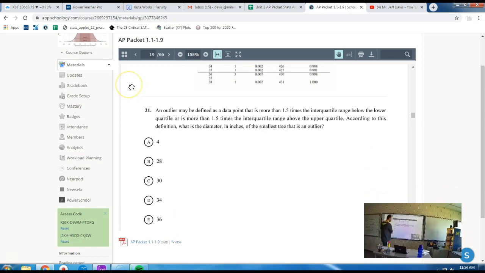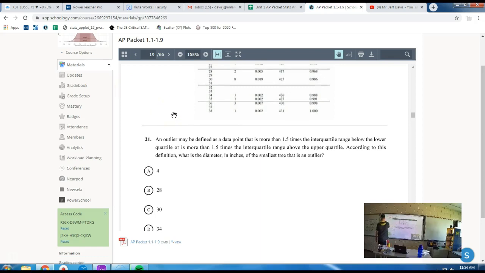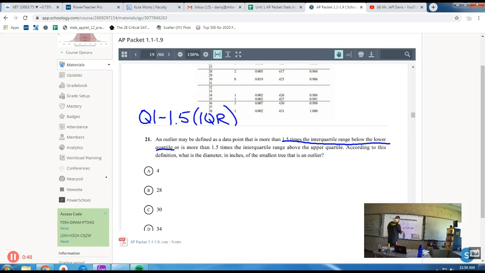But they're asking which of the smallest ones is an outlier here in 21, and you see 1.5 times the IQR below the lower quartile. That is Q1 minus 1.5 times the IQR. And then you see 1.5 times above the upper quartile. That is Q3 plus 1.5 times the IQR. You need to know those things. You need to know how to find that. You need to know if things are outliers or not.